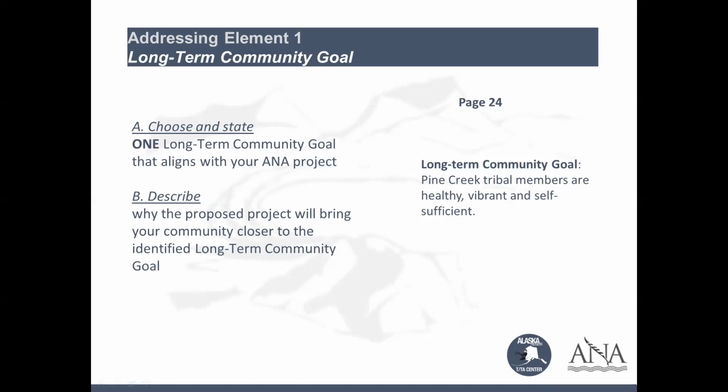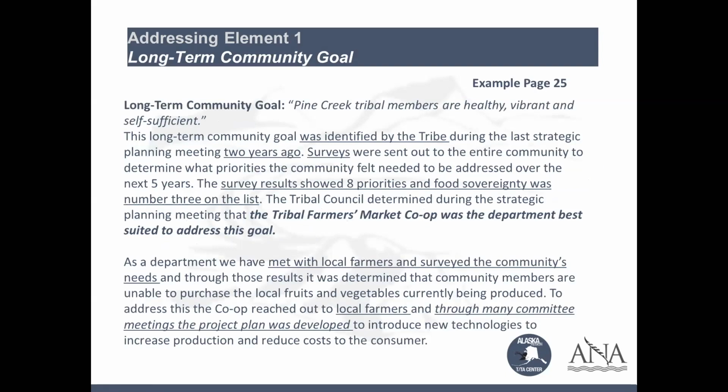The other thing that you want to do is bold a statement, call out long-term community goal, and then write your long-term goal directly after that so that it is clearly visible and easily found. The reviewers will know this is the long-term goal you're working towards. An example of this can be found on page 25 of the manual.